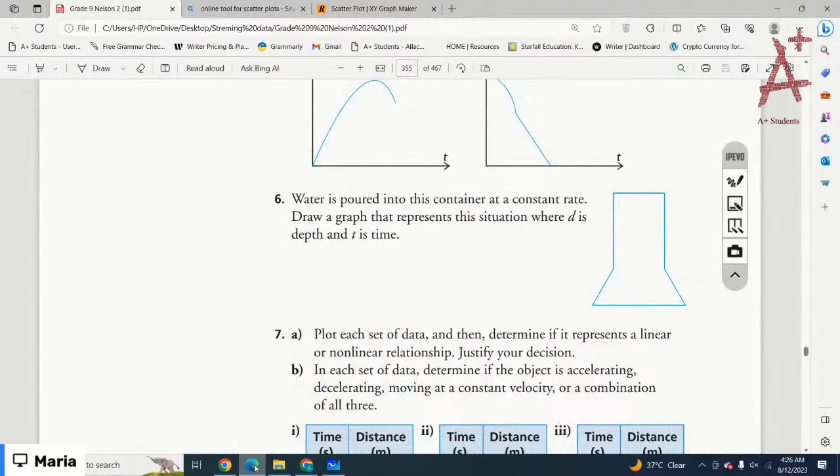Okay, you can see the depth of the figure. At this side, you can see the depth is increasing exponentially, right? It will increase slowly at the bottom and faster at the top. The rate of increase of depth will increase until it reaches the top part of the container, right? So the graph looks like the graph of an exponential function, right?